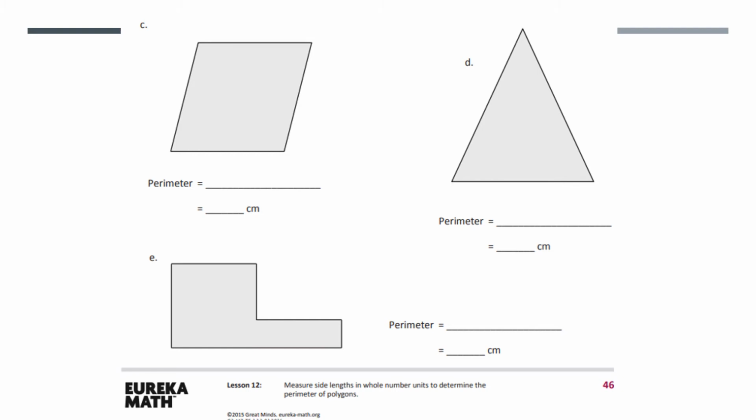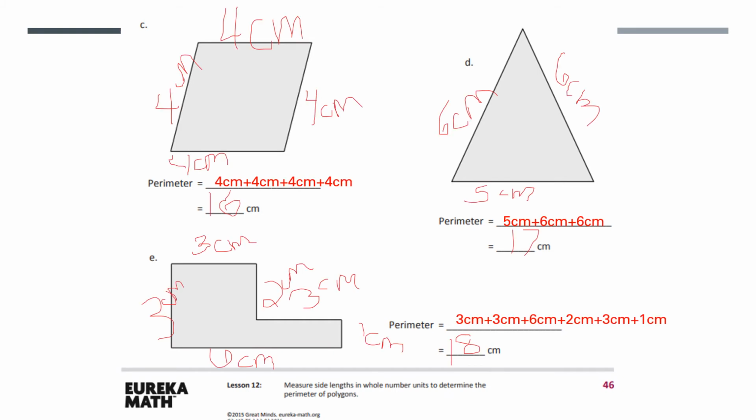All right, we're going to go over the answers now. If you need more time, just press pause. So as you can see, for this parallelogram I wrote 4 centimeters, 4 centimeters, 4 centimeters, 4 centimeters. Then I added them all up, wrote them all out as an equation, and that equals 16 centimeters. So that was this problem for C.